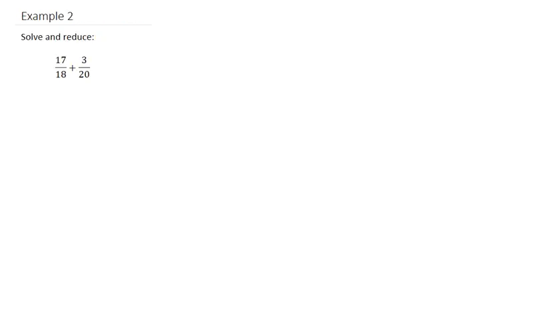Example 2, solve and reduce. We have 17 over 18 plus 3 over 20. So we need to find our least common denominator. So how we do that is we're going to break both these numbers into the prime factorization. 18 can be 2 and 9. 9 can be broken down into 3 and 3. So that's the prime numbers. Now 20 can go 2 and 10. 10 can be 2 and 5.